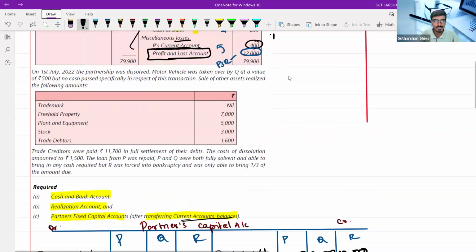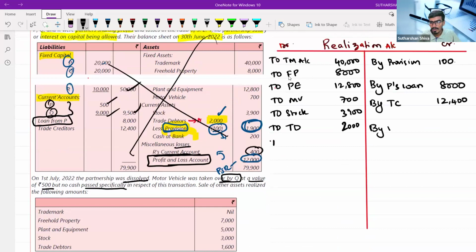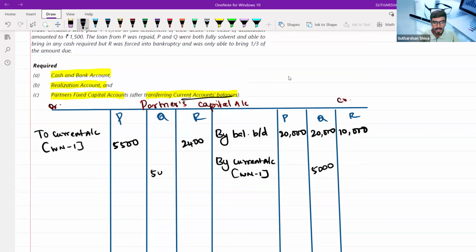Now come to disposal of assets. On 1st July, the partnership was dissolved. Motor vehicle was taken over by Q at a value of 500, but no cash passed specifically in respect of the transaction. So we will write down by Q's account 500. Immediately go to partners' capital, put 500 on the debit side by writing to realization account. In brackets, we'll write down taken over motor vehicle. Next, first adjustment is done.